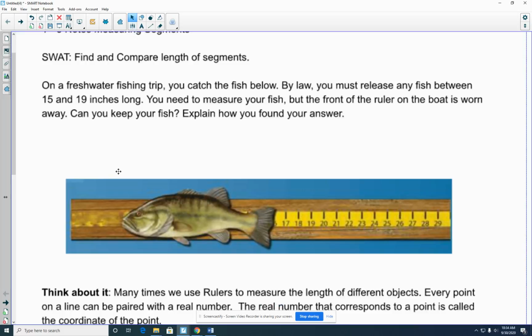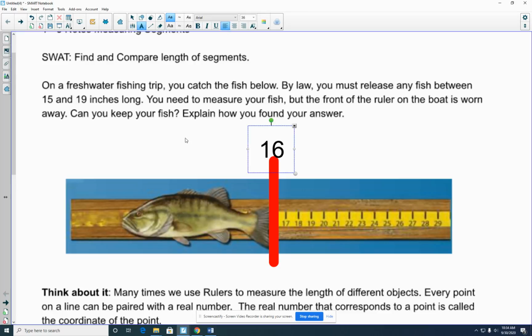The first thing is, it's hard right now because I can tell that the tail of the fish right here is at approximately what appears to be 16 inches. So I have to figure out, can I keep this fish? If it was in fact 16 inches, I wouldn't be able to keep the fish, right? I would have to throw it back.